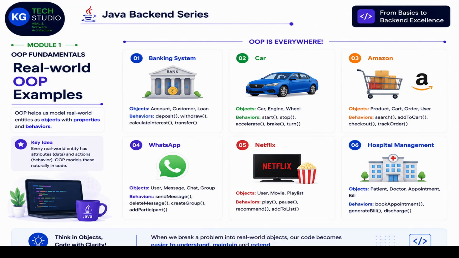Now, once you talk about real-world examples, here you can see I have mentioned six different types of examples where object-oriented programming is applicable, right? Once you talk about the banking system, you can assume objects as account, customer, loan, and behaviors like deposit, withdraw, calculate interest, transfer funds. We discussed this earlier, right?